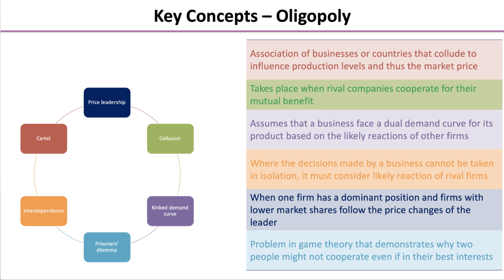When one firm has a dominant position and firms with lower market shares follow the price changes of the leader is price leadership. And finally, the prisoner's dilemma is the problem in game theory that demonstrates why two people might not cooperate even if it's in their best interests. So that is a number of key concepts and key terms that are associated with oligopoly, and you'll see these emerging as the lesson goes forward.